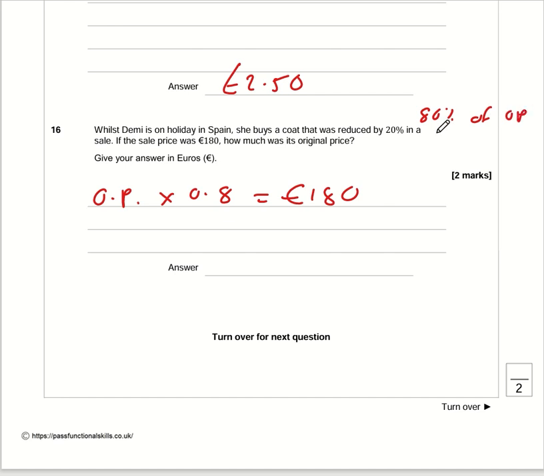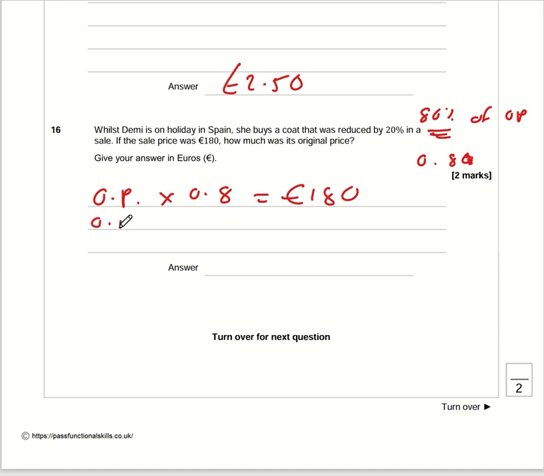And the multiplier for 80% is this figure here divided by 100, which is 0.8, and of course that extra 0 doesn't need to be there anymore. So that's where this 0.8 comes from. So 0.8 is the percentage multiplier for a 20% reduction. 20% off means it's 80% of the original amount. So the original price was multiplied by 0.8 to give us 180 euros.